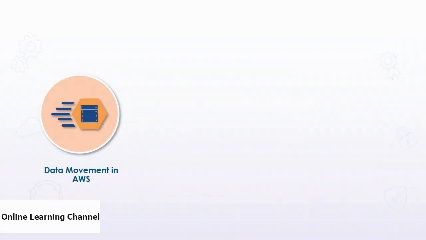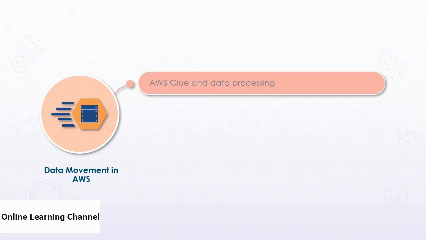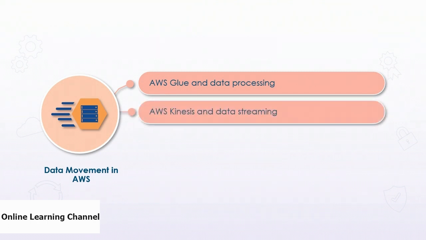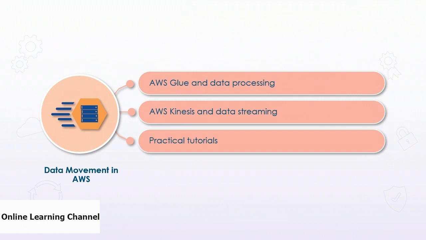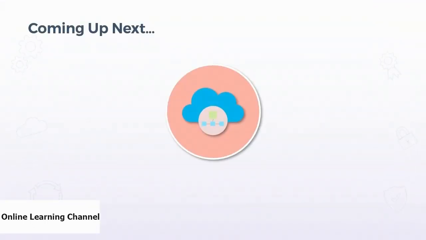Now we come to an end of the data movement in AWS course. In this course, we learned about AWS Glue and data processing. We learned about AWS Kinesis and data streaming. Also, we saw practical tutorials on setting up your first AWS Glue job and setting up your first AWS Kinesis job. In the next course, we'll learn about data pipelines and workflows.